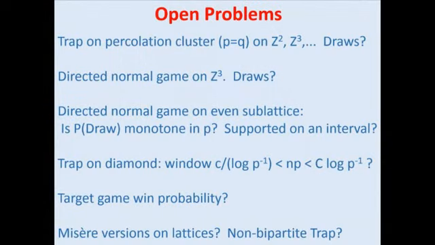So there's a bunch of open questions. As I said, the most interesting one: play trap on an undirected percolation cluster on Z2 or on Z3. Are there any draws? We don't know. The directed game on Z3, remember that there's this hardcore correspondence, but it doesn't work on Z3, so we don't know what happens.